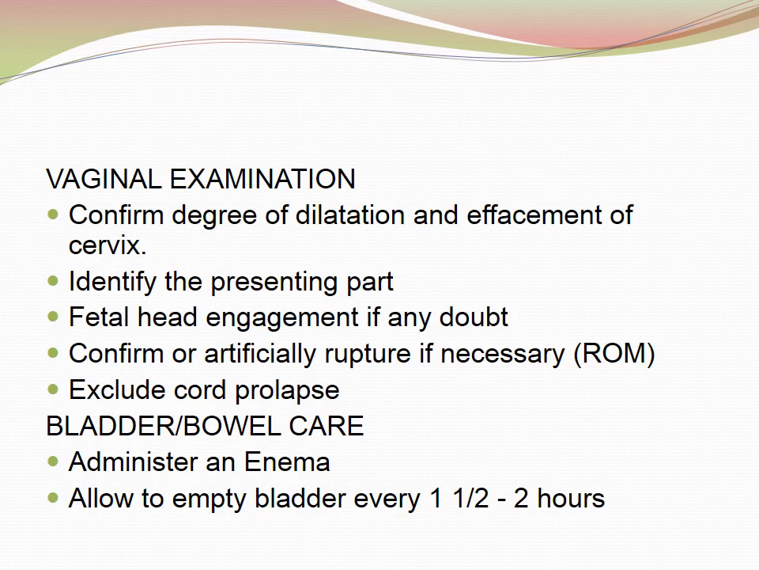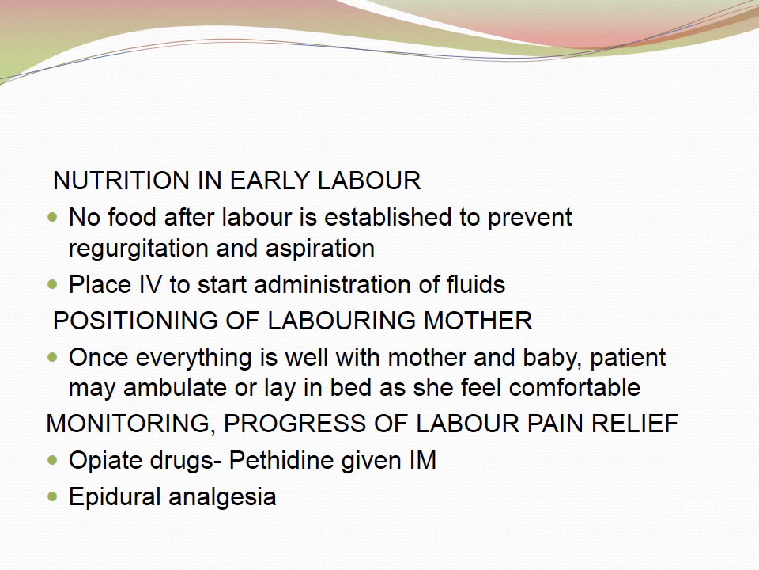Bladder and bowel care: administer an enema, and allow the patient to empty the bladder every 1.5 to 2 hours. Nutrition in early labor: no food after labor is established, to prevent regurgitation and aspiration. Place an IV to start administration of fluids.